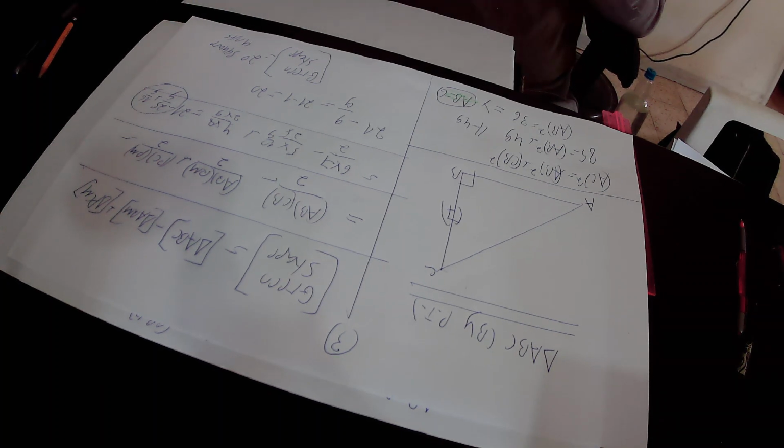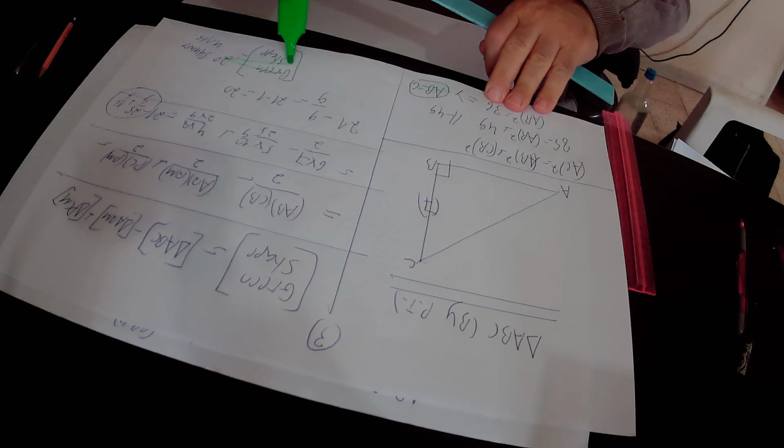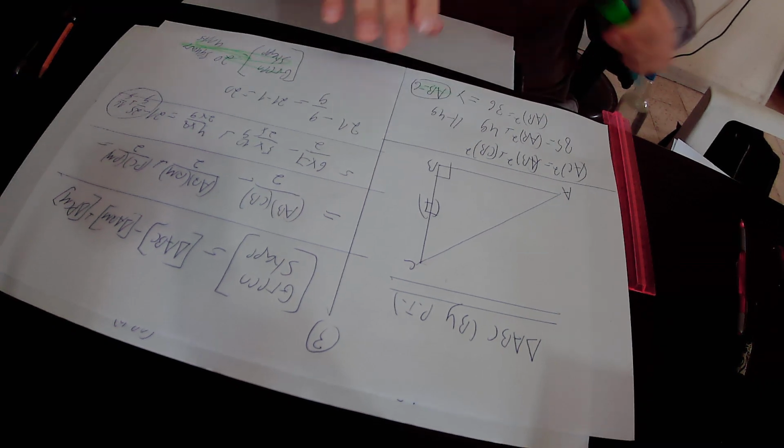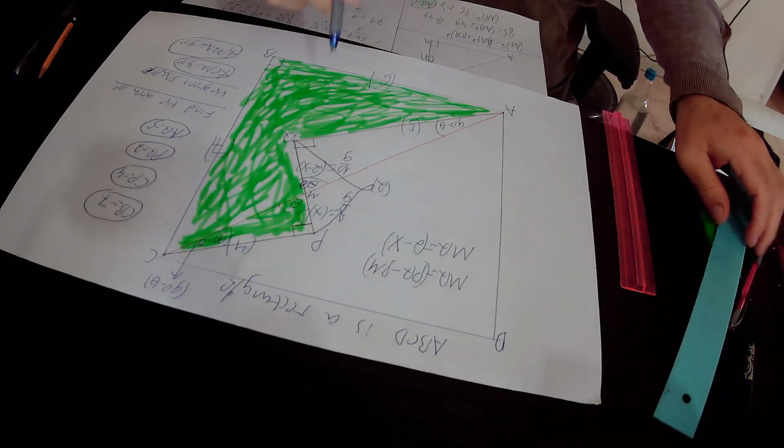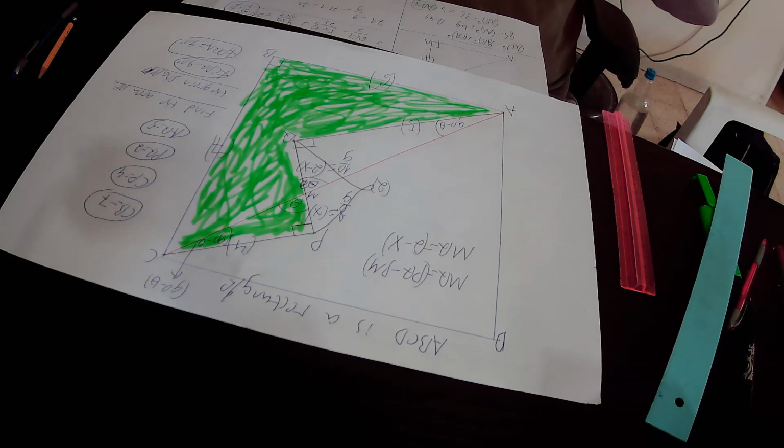Repeat again. The area of this green shape equals 20 square units. So in the next step, I will summarize the lecture. We start with the first question.